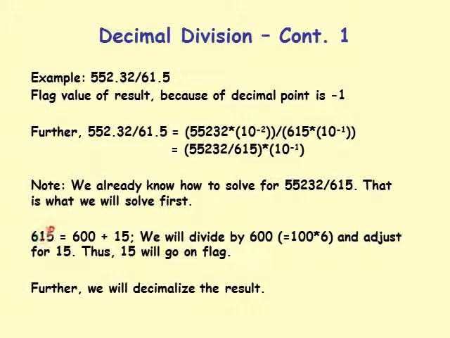Let's continue. We know the 615, we're going to divide that in two parts, divide by one part and adjust for the other. So we divide by 600, which is 100 times 6, and thus 15 will go on the flag. Further, we'll decimalize it. We have decimal numbers here, and we will decimalize the results. We won't just say the quotient is such and such and the remainder is such and such. We'll say the quotient is such and such, and the remainder is such and such decimal fraction.